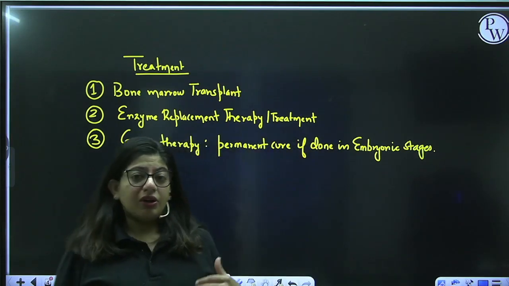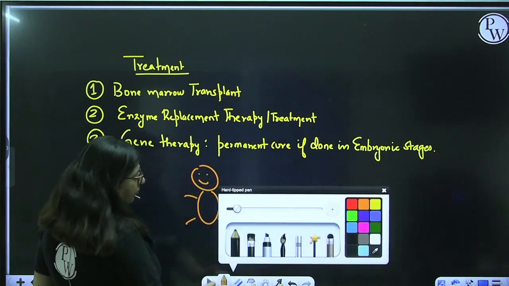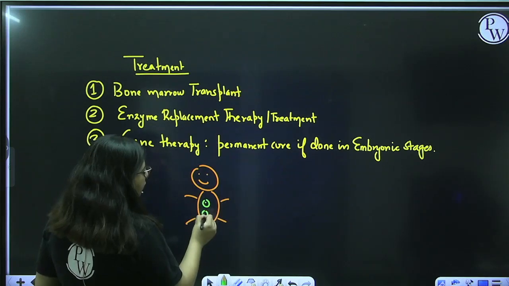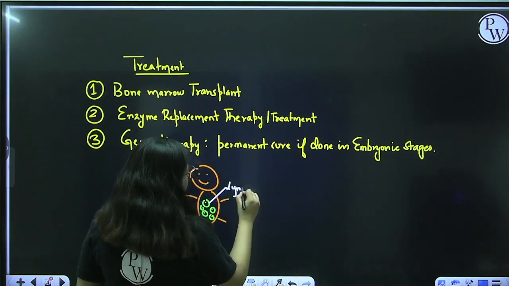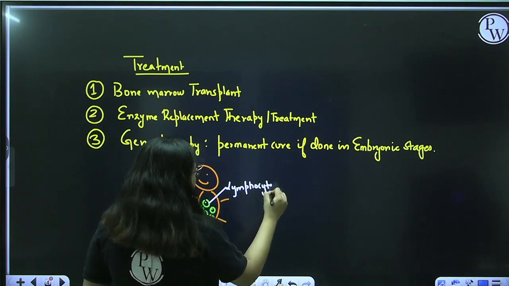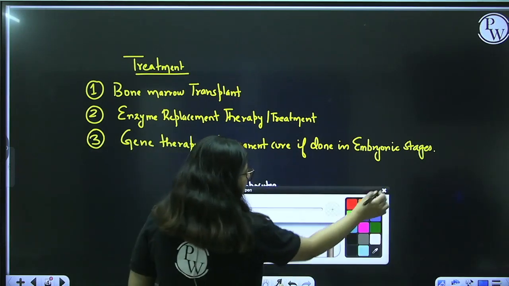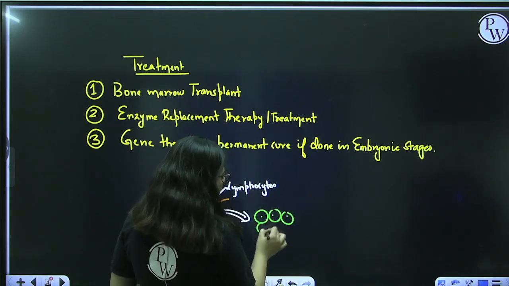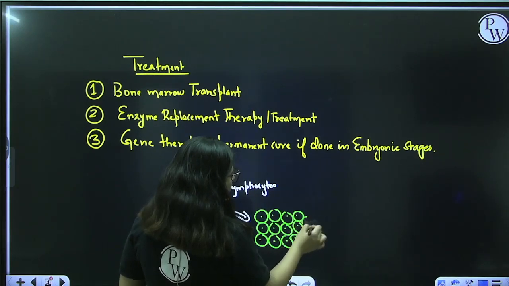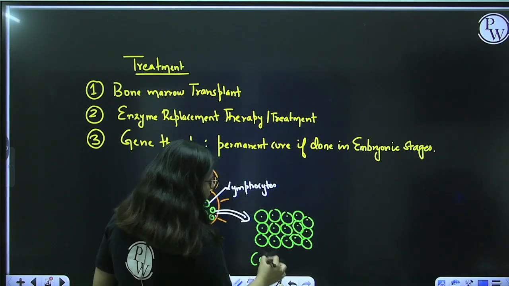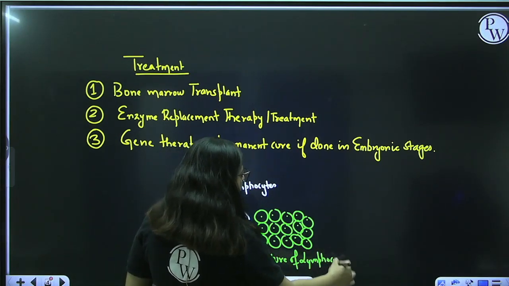Okay, so imagine this is a baby who is born. What they do is, from the blood of this person, they take out the lymphocytes. What do they take out? They take out the lymphocytes. So from the patient's blood, they take the lymphocytes out. Once they take them out, they will culture them and grow them more in number. Culture means you are growing them in artificial conditions and increasing their number.